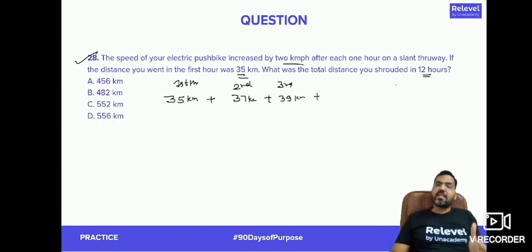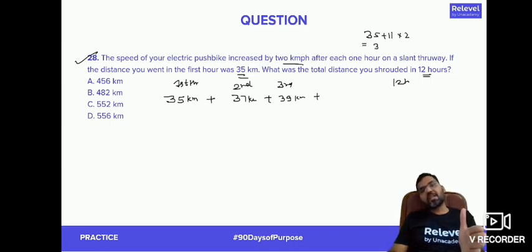So finally, in the 12th hour, the distance traveled would be 35 plus 11 into 2, because now the speed would get increased by 22. In the first hour, it was 35 plus 0. In the second hour, it was 35 plus 2. In the third hour, it was 35 plus 4. So in the 12th hour, it would be 35 plus 11 times 2, that is 22. So 35 plus 22, that would be 57 kilometers.